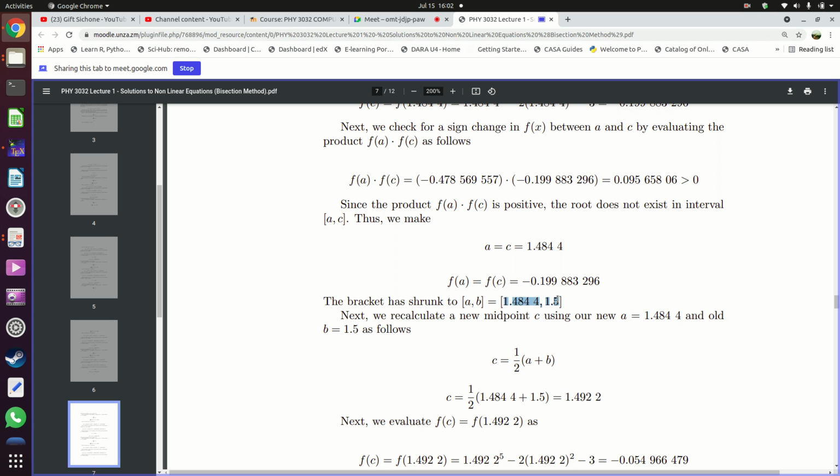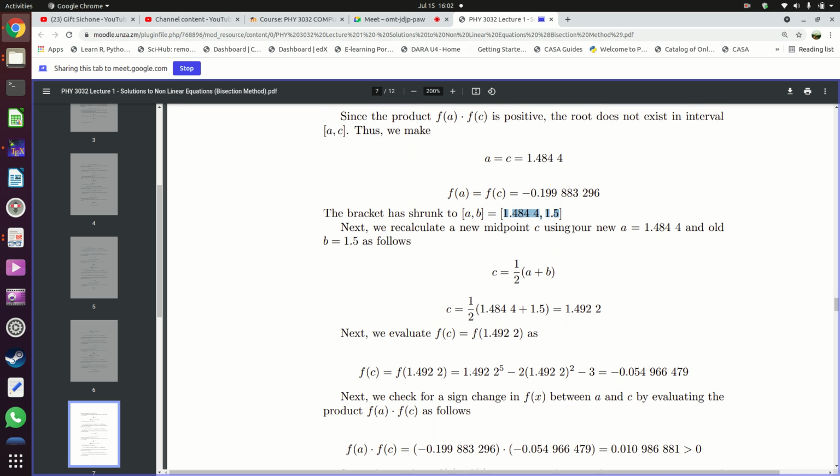If at this point you still want to work out a new midpoint, that's fine. You now have your a equal to 1.4844 and your b equal to 1.5. So you work out your midpoint here. c equals half of a plus b, which is half of 1.4844 plus 1.5. You end up with 1.4922. This is your new midpoint.